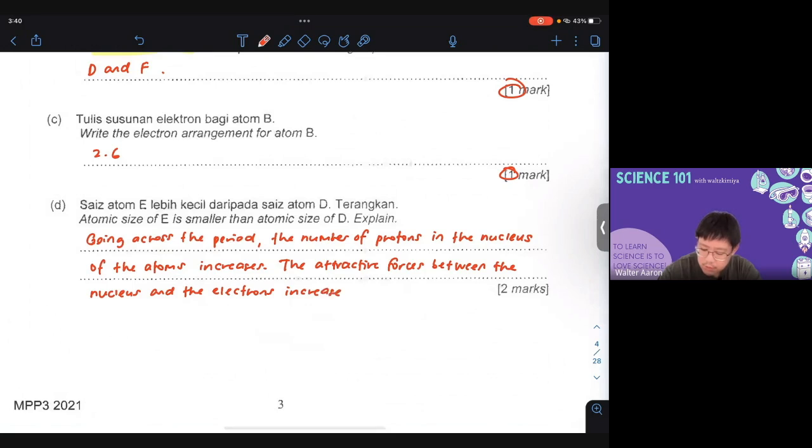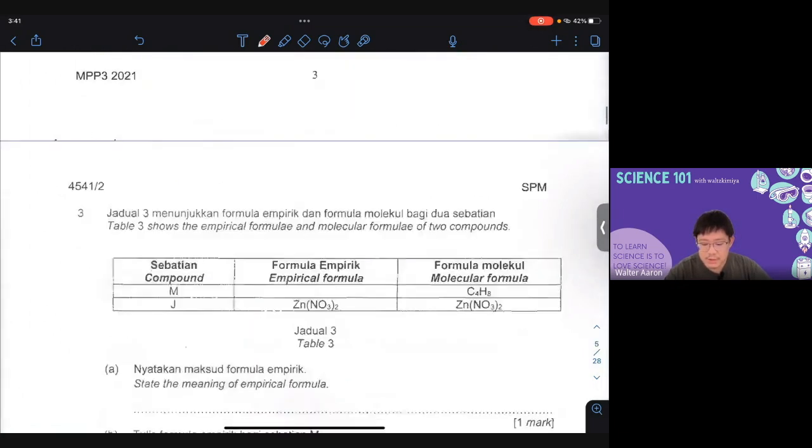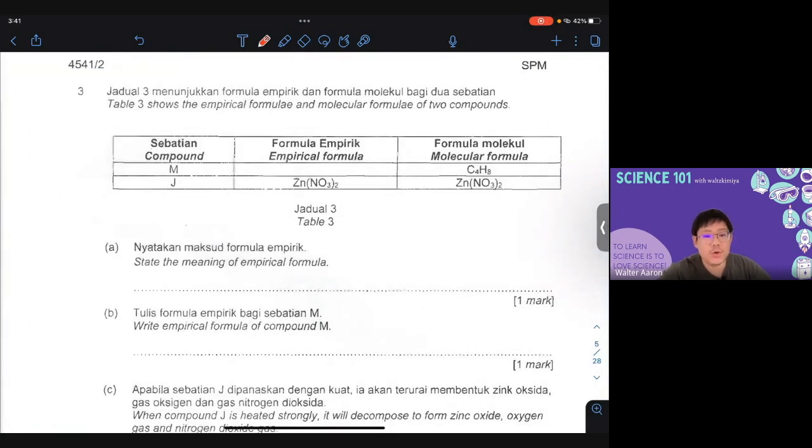increases. So when the attractive forces between the nucleus and the electrons increase, it pulls the electrons closer to the middle. As you go from left to right, more and more protons means stronger attractive forces. So you pull the electrons closer, so the size of the atoms gradually decreases. Get all those correct, you should be able to get 5 marks in total. Okay, let's move on to question number 3.